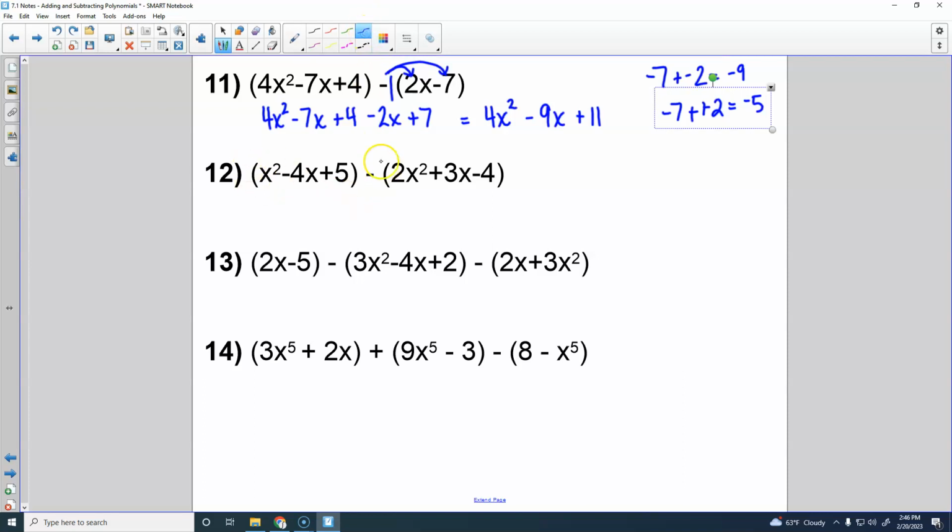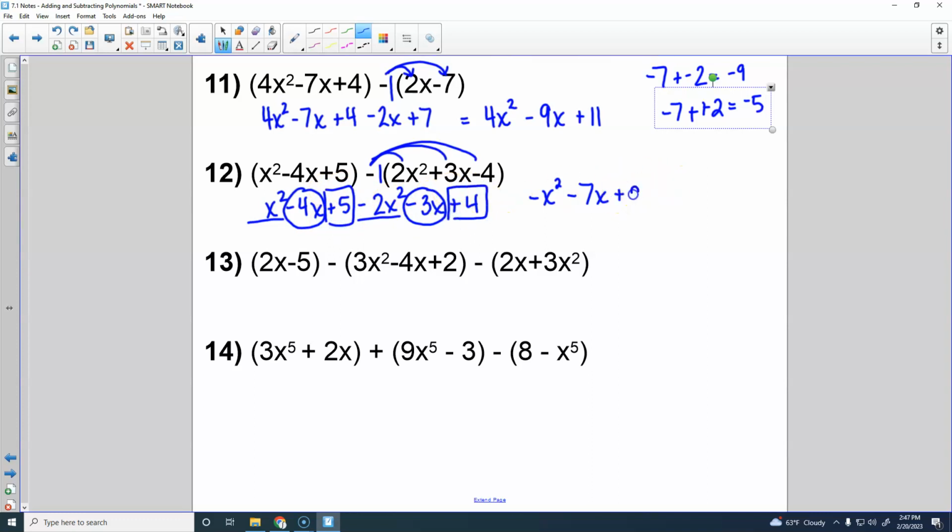So if we do the next one, we're going to distribute that negative, which really just changes the sign of everything. So we got negative 2x squared minus 3x plus 4. And we are going to combine our like terms. So we got an x squared and a negative 2x squared, negative x squared, wonderful. I've got a negative 4x and a negative 3x, negative 7x, and then a positive 4 and a positive 5, which gives me a plus 9.